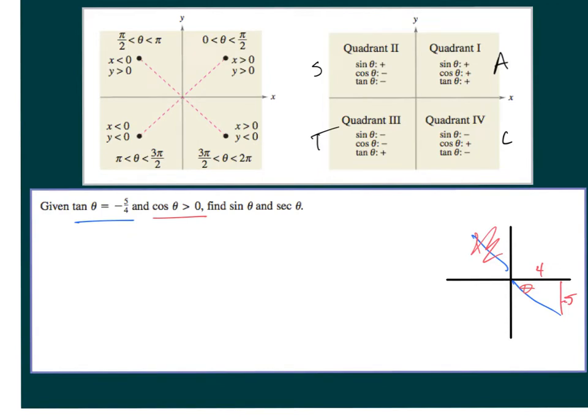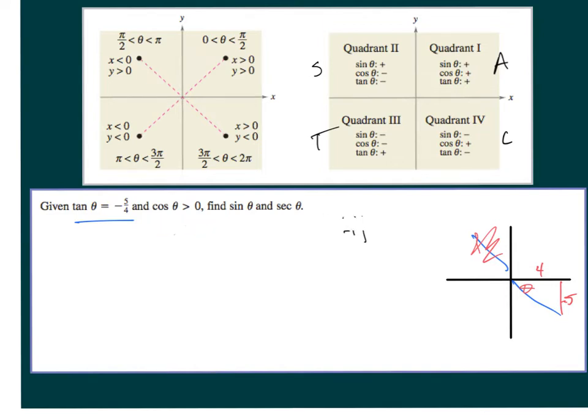Because, for instance, if I just said cosine of theta was less than 0, guess where I would have drawn this thing? In the second quadrant. And tangent would be 5/4, but guess what gets the negative now? The 4. Why does the 4 get the negative now? Because it moves left. Are you following what I'm talking about? All right. Make sure we're paying attention to that.